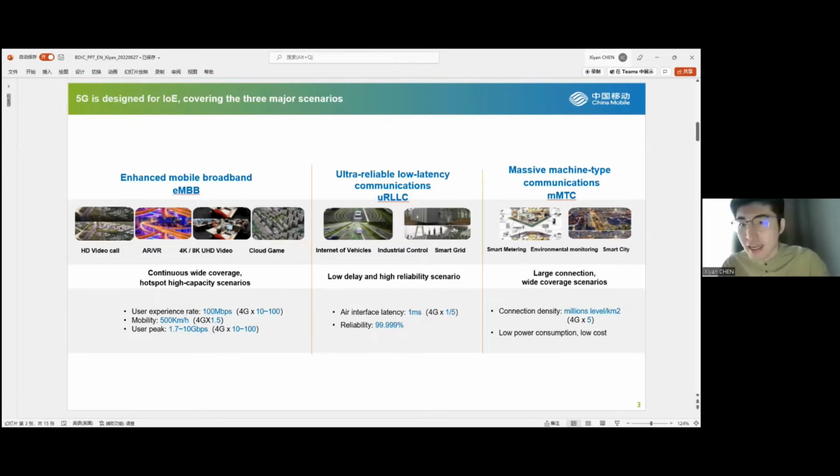Finally, 5G networks have massive machine type communications. The connection density will be five times more than 4G networks, reaching millions of connections per square kilometer, with low power consumption and low cost. With this benefit, we can go for smart meter reading. We can have more environmental monitoring sensors, which are used in smart cities.